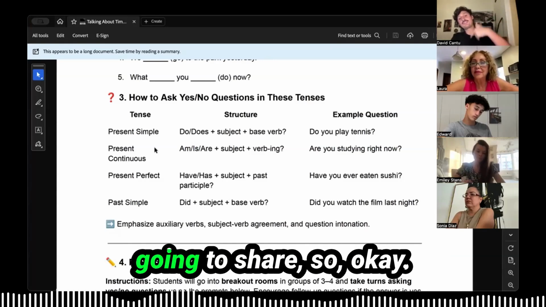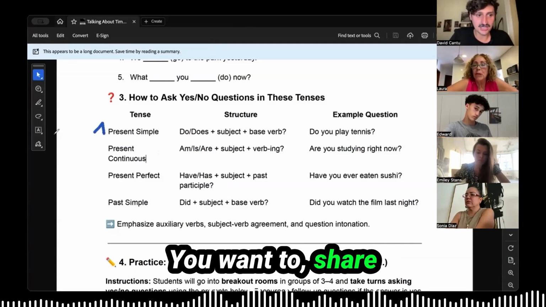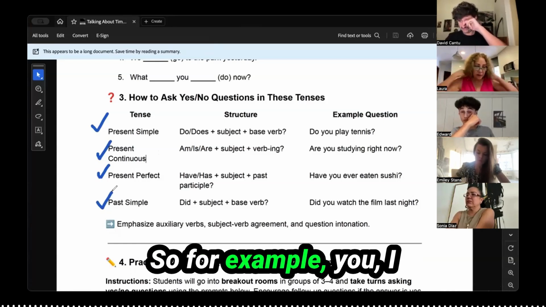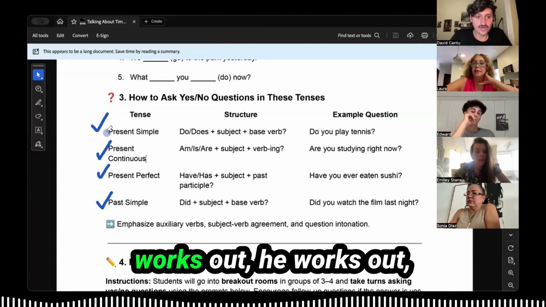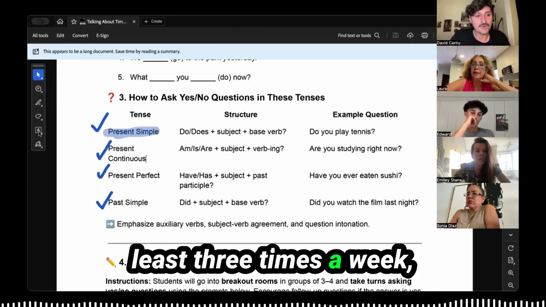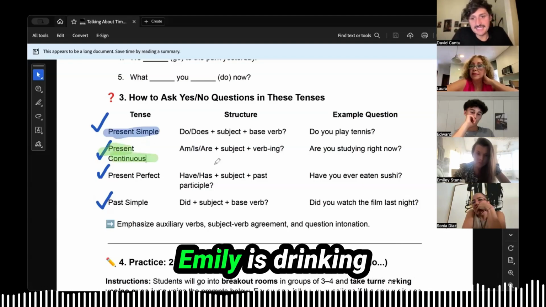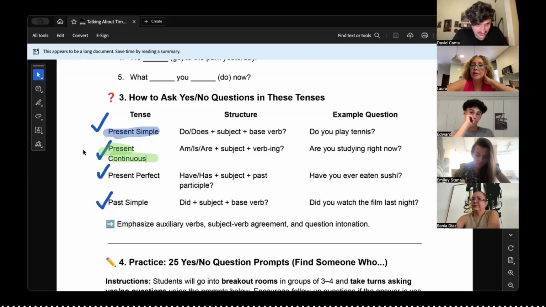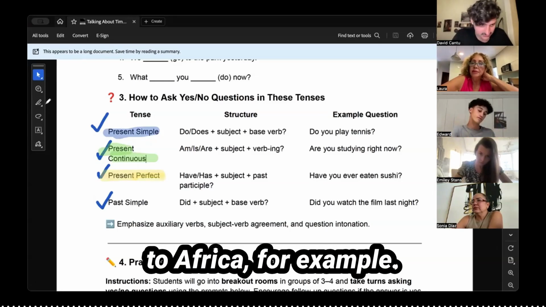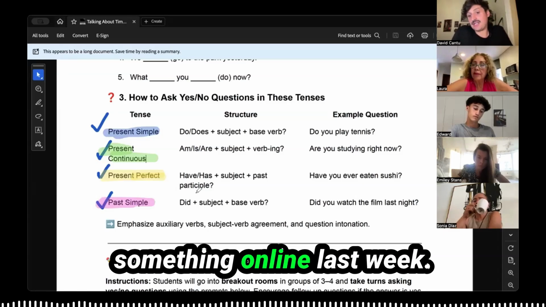So right now, everyone, we're going to share. Remember your conversations. You want to share something from here, maybe one of these, and one of these. So, for example, I can say, okay, Edward works out. He works out, or he goes to the gym at least 3 times a week. Then, present continuous. You can say, for example, Emily is drinking coffee right now. Okay, you could say, let's see, which one was it? Ada has already been to Africa, for example. And the last one, simple. Or you could say, Sonia bought something online last week.